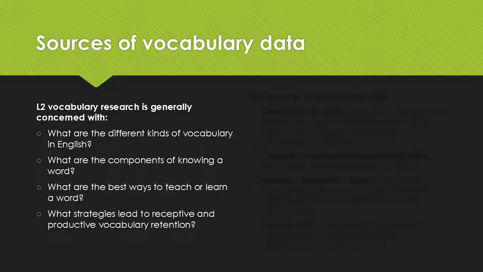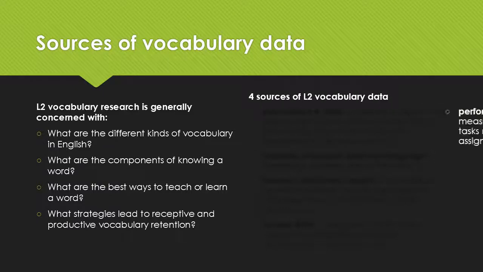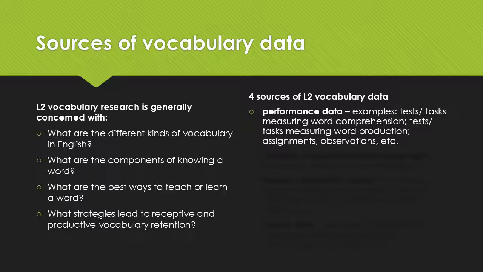So recall earlier that we talked about the research problems that second language vocabulary research is generally concerned with. To investigate these research problems, there are 4 main sources of vocabulary data. There is performance data, and this is data that involves results from tasks or tests that ask participants to produce something in relation to the question. Common performance data involves taking tests, producing spoken or written language, or classroom assignments, observations, etc.